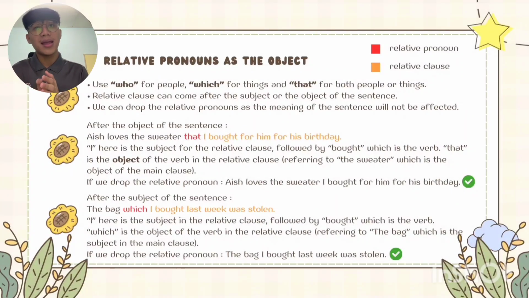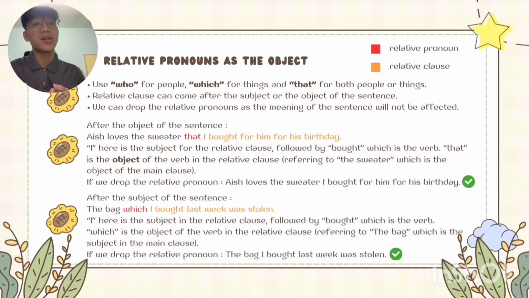So we see that the sweater is the object of the whole sentence. So that here is placed after the object. If we drop the relative pronoun, the sentence goes, Aish loved the sweater I bought for him for his birthday. It is also correct, because the meaning doesn't change at all. For the second example, we're gonna see the relative pronouns after the subject of the sentence.